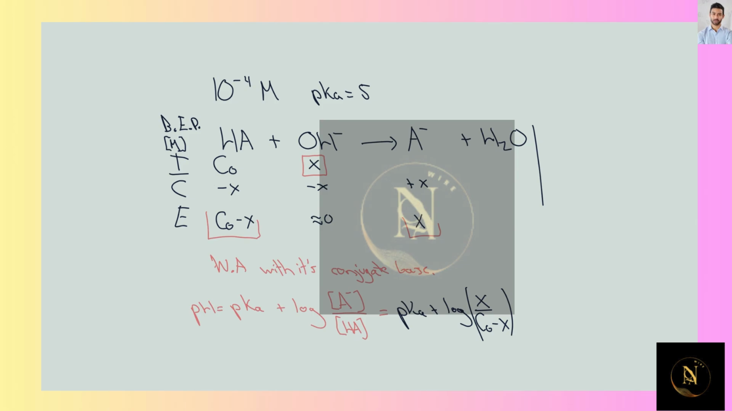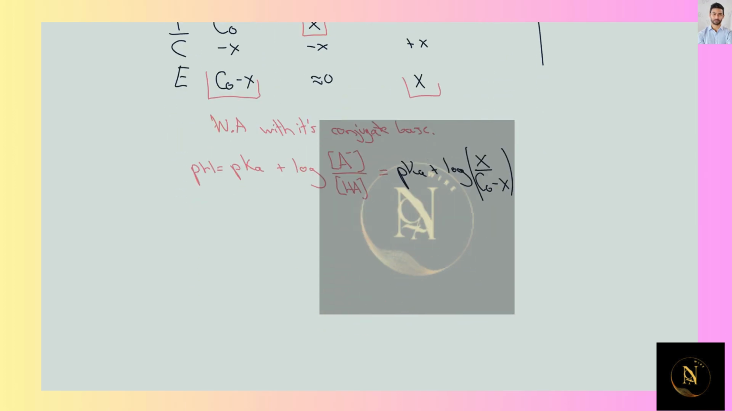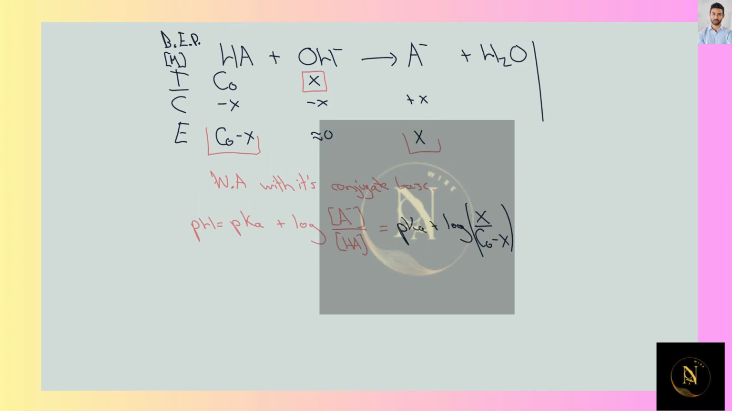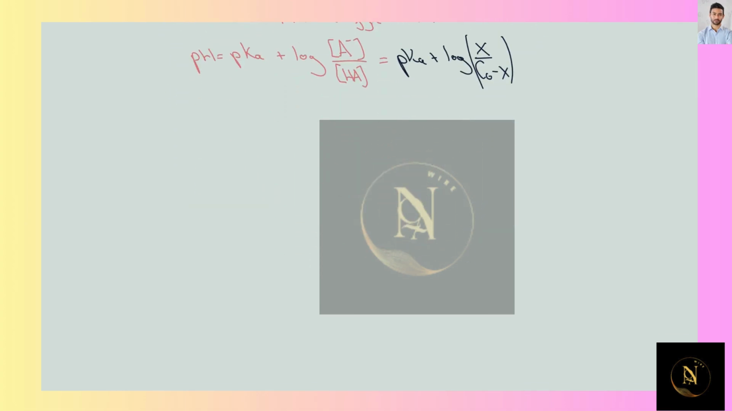So, in order to know the actual pH, you need information on how much of the base you added. Now, the other possibility is what happens when you reach the equivalence point. At the equivalence point, you added the same amount of OH minus as the initial concentration that you have, producing A minus plus H2O.